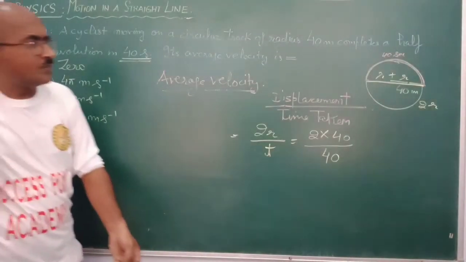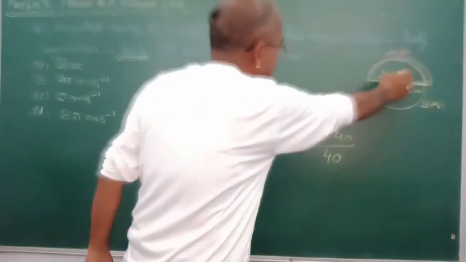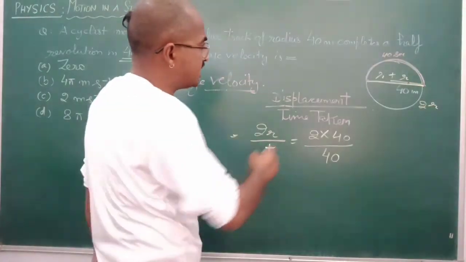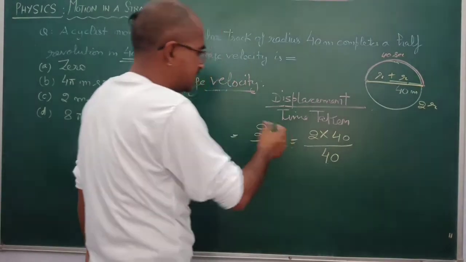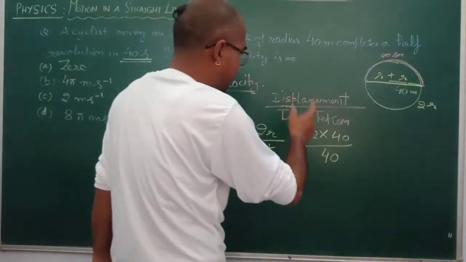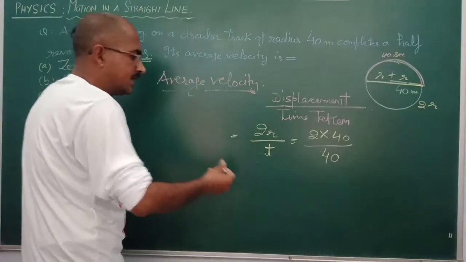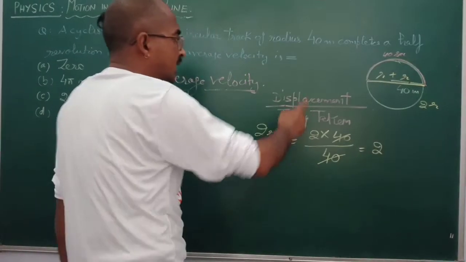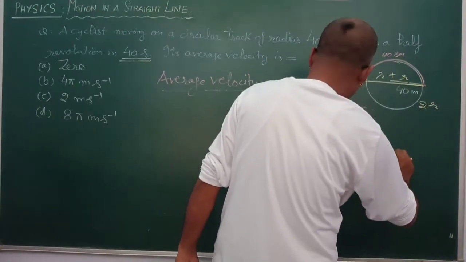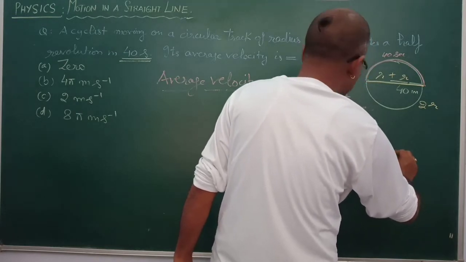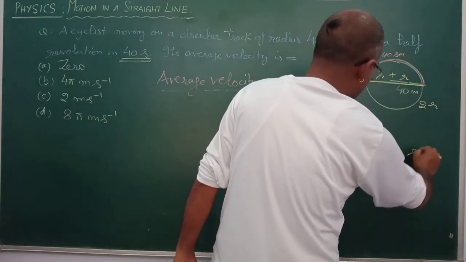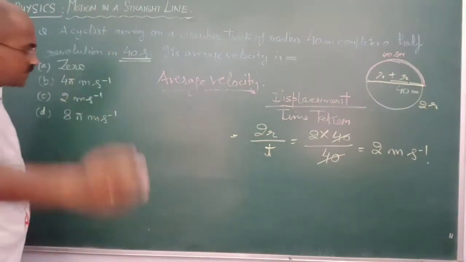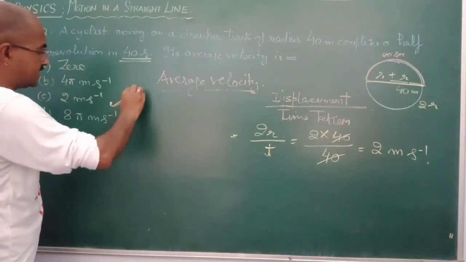Now what was given? Displacement was given. This was the thing we have noticed. And second, radius is given and time is given. Both are given. Then it will be 2 meter. Average velocity is 2 meter per second. So our option C is the correct one.